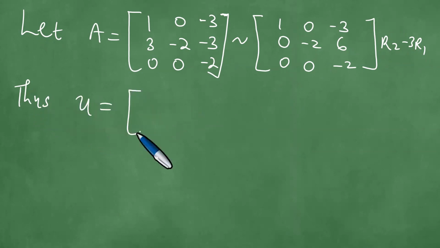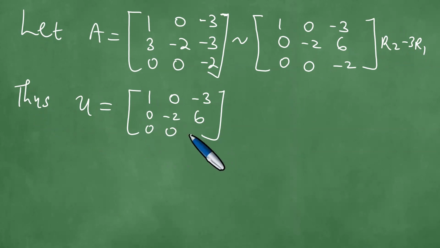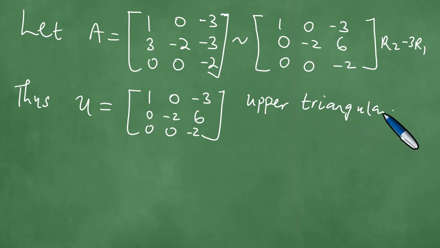Thus, U becomes this matrix: 1, 0, -3, 0, -2, 6, 0, 0, -2. And this one here is an upper triangular matrix. Right, so now we continue to solve this particular problem as follows.